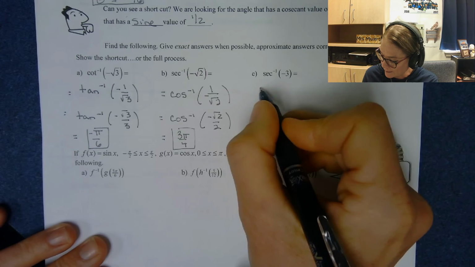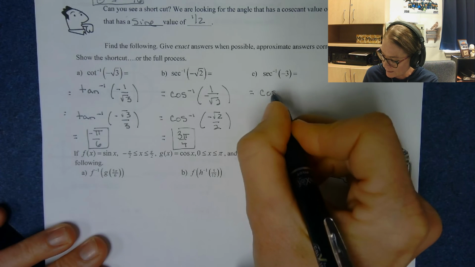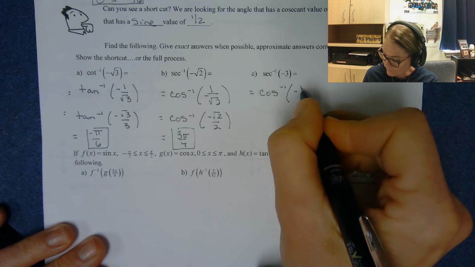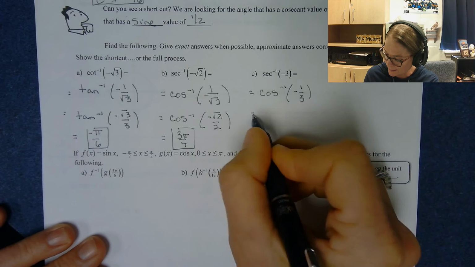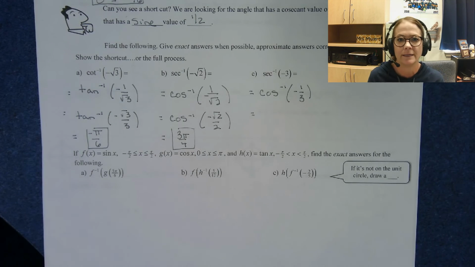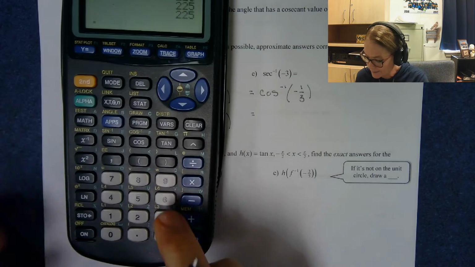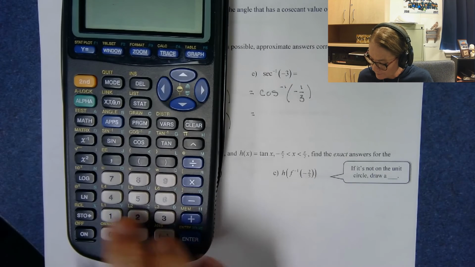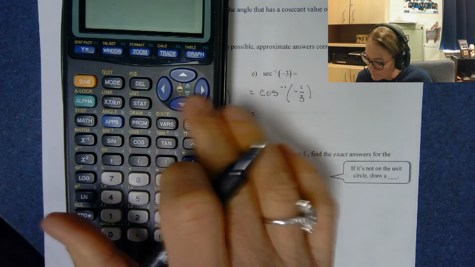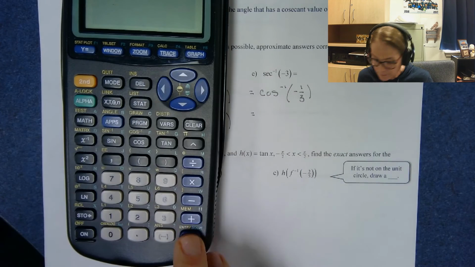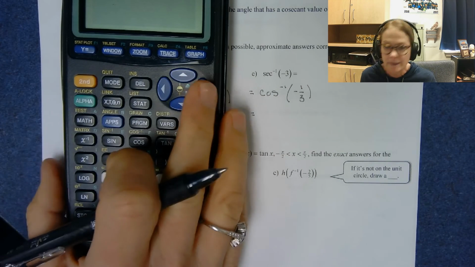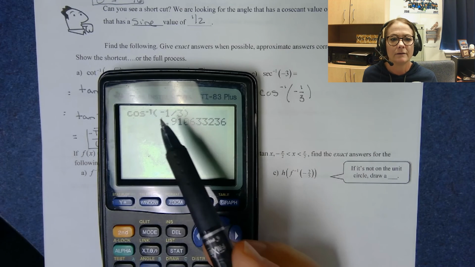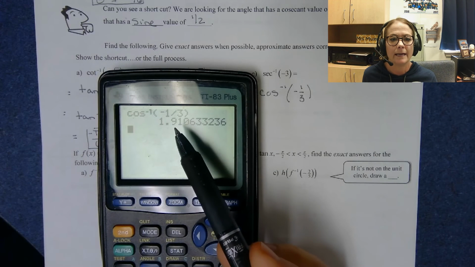Secant goes with cosine here, and this is where the TI comes in. We really didn't need the shortcut until now. Now it's really nice to have, because the cosecant is just right here. We do negative 1 over 3, and get inverse cosecant of negative 1 over 3 equals 1.911.